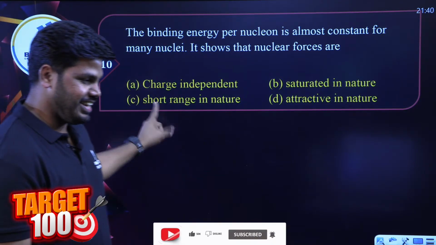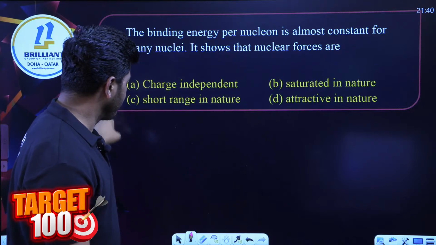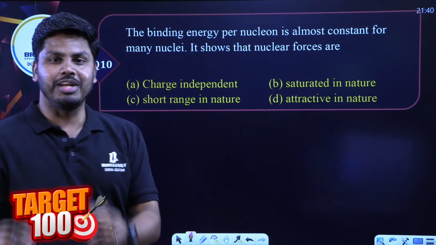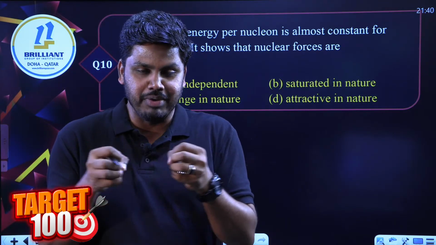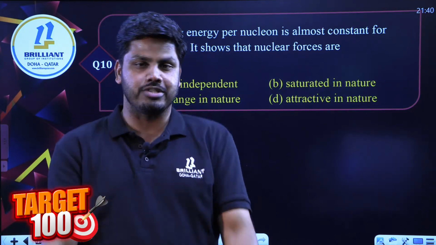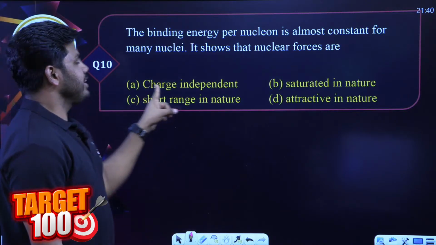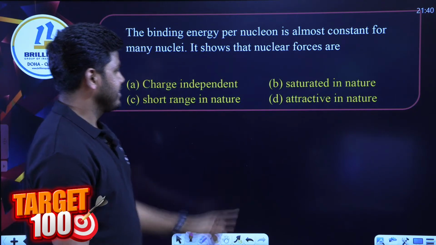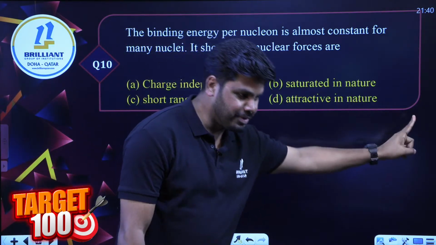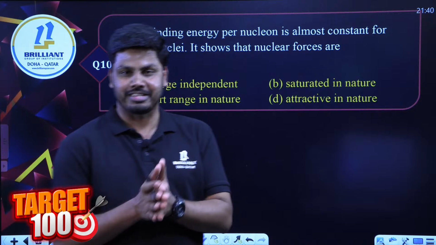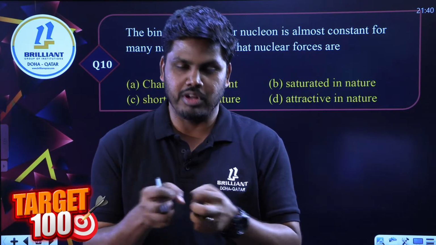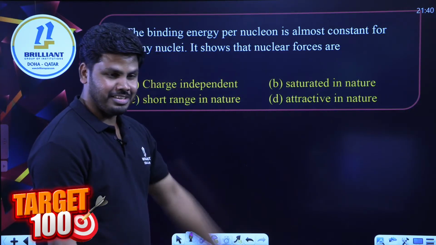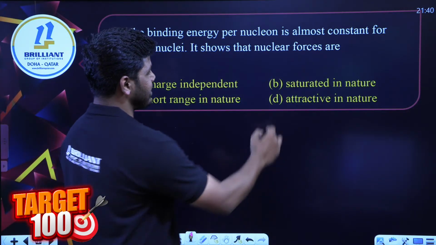Yes, many of you are going with C because that is a very popular, very common property that we remember for nuclear forces. It's a very short range force. It operates between nucleons only if they are very close to each other. But it is charge independent also. That is also a true property. And attractive in nature. Basically, most of the time nuclear force will be attractive. Then these three we are sure about. And what about B? Saturated in nature.